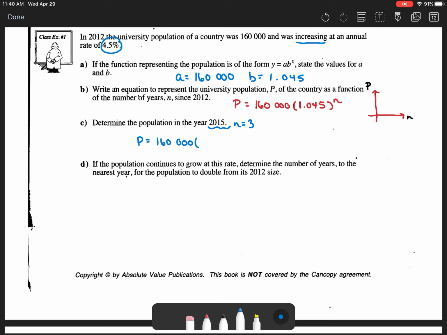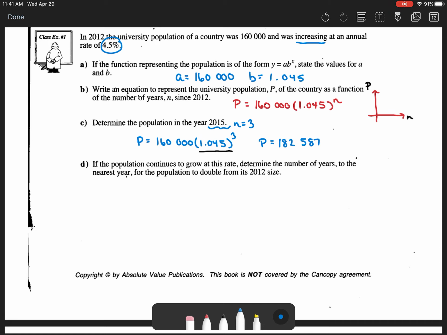So when I go into the equation algebraically, I can simply go P is equal to 160,000 times 1.045, and now to the exponent of 3. Again, just to reiterate what we learned yesterday, I want to first go 1.045 to the exponent of 3 first, and then multiply that value by 160,000. So when I do that, the population ends up being 182,587. So there's our population.